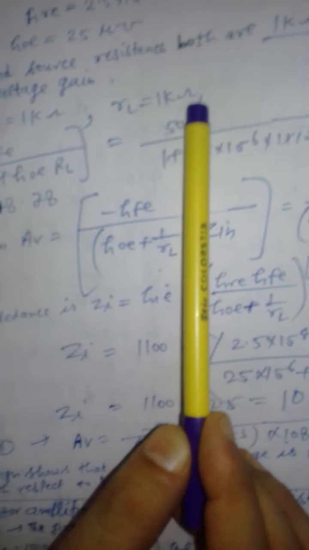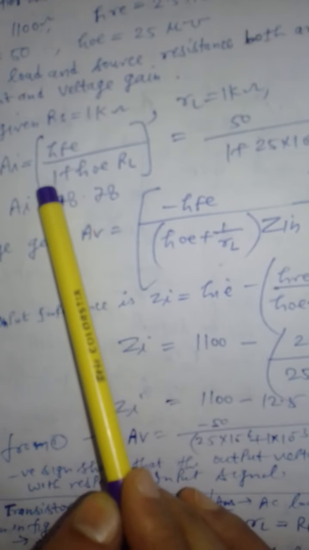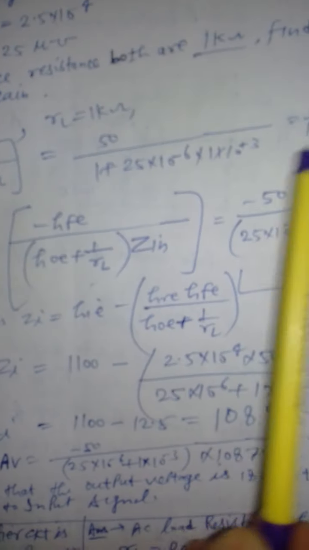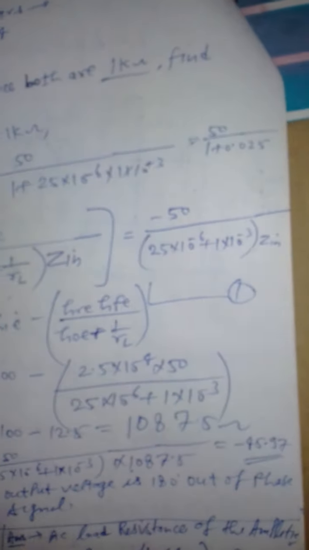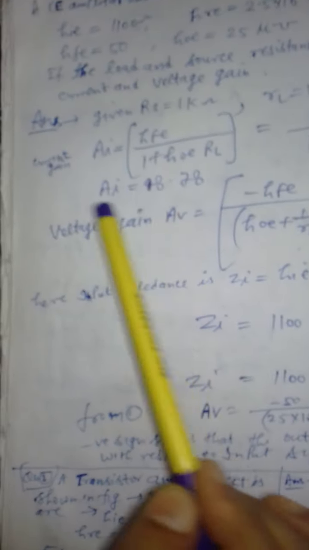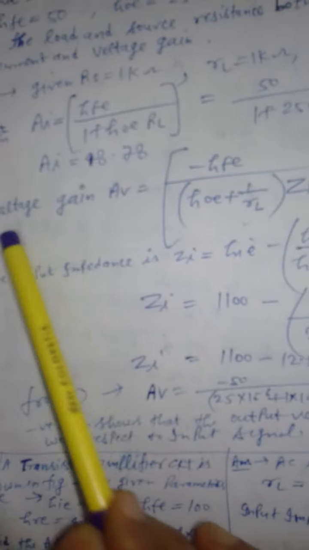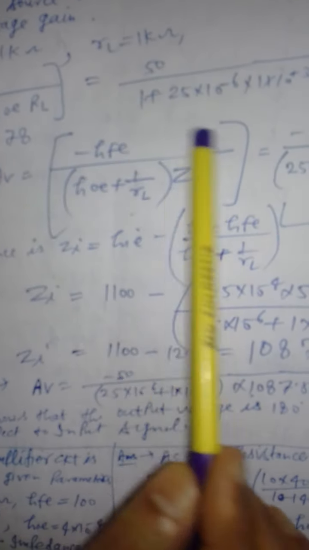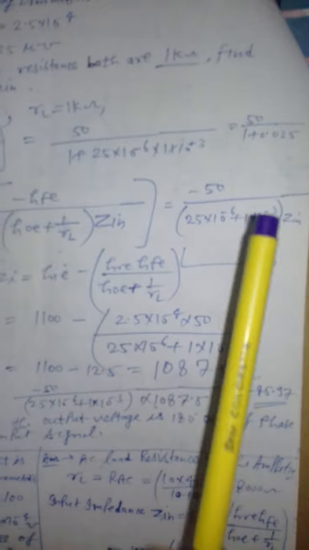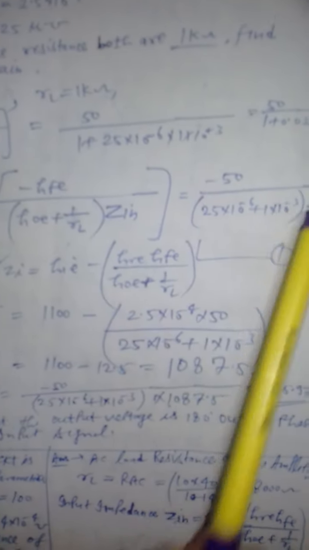So apply the formula for current gain. AI is equal to Hfe divided by 1 plus Hoe RL. Put these values, use your calculator and find out the answer. So 48.78 is the current gain. Similarly, for voltage gain AV, apply the formula minus Hfe divided by Hoe plus 1 by RL, into Zi. Put these values and get your answers.